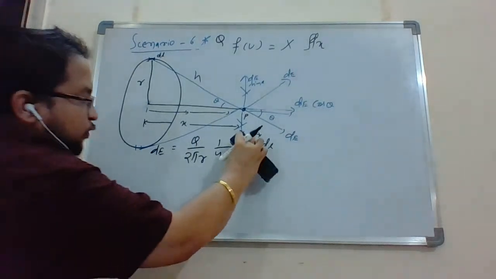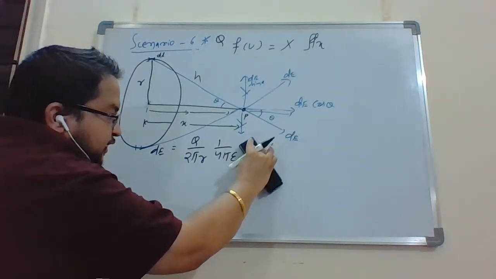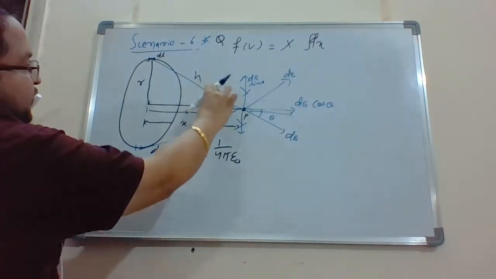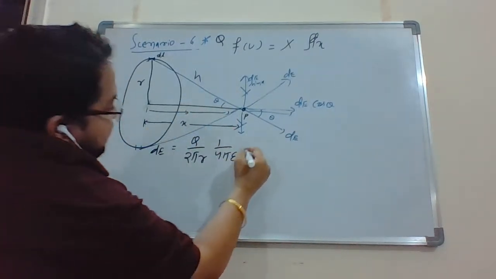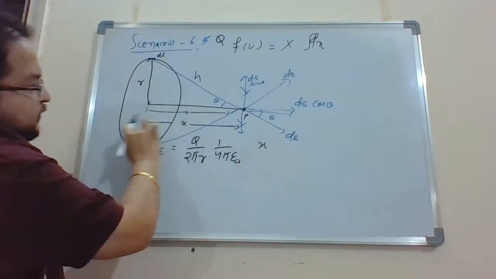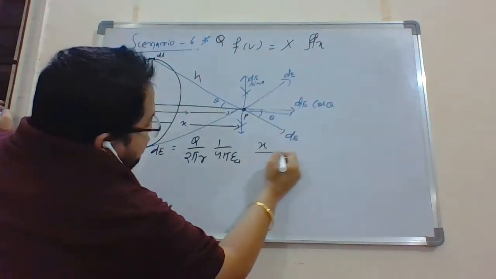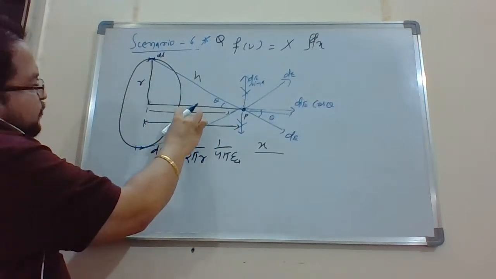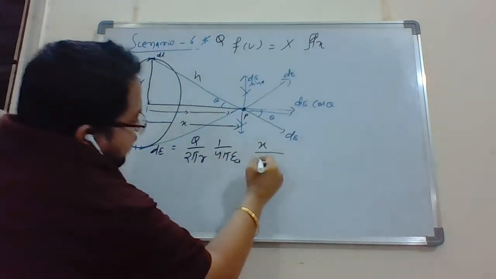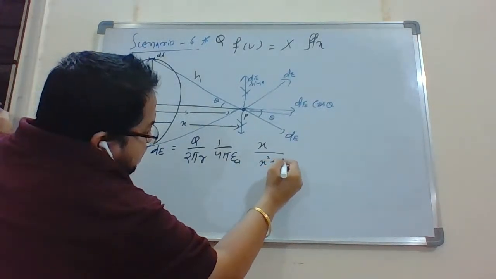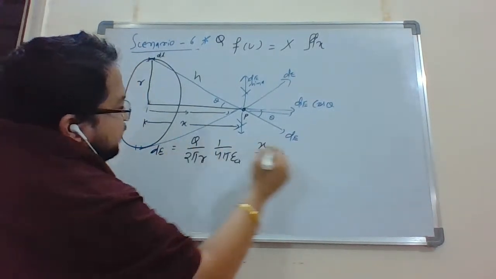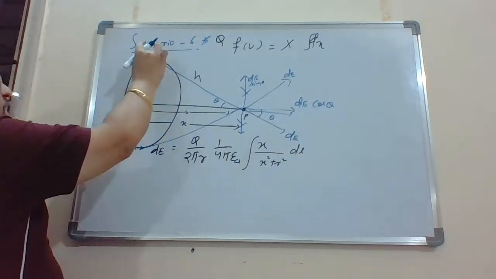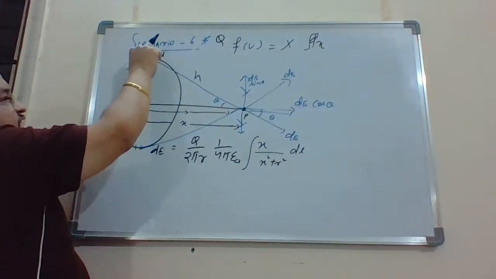Okay. So let us do that. In place of cos theta, now I would say, base, that is nothing but x, by the value of this one, I can say the square root of x squared plus r squared, into dl integration. Okay, now let us see the limits of this integration.